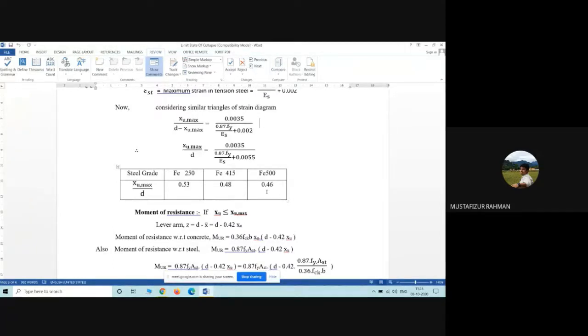Although we had got one expression for Es at the very beginning, the variations were different. So that's why Es is assumed as constant. The value of Es is normally considered 2 into 10 to the power 5 Newton per millimeter square. So it is constant, and it is dependent only on Fy. These values I told you the previous day also. This will be required.